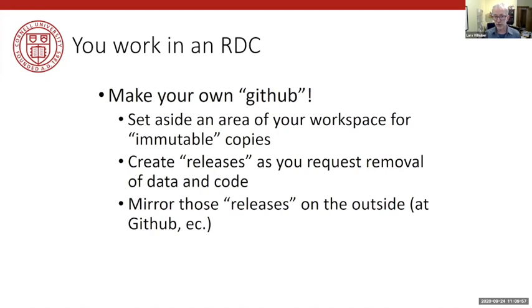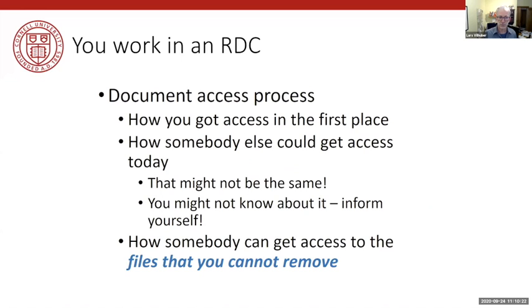You can create releases every time you request removal of the code from that environment. Create a release, tag it, package it up, send it off to them. You are communicating with somebody external to your group. That's part of the release process. And then once it's been edited, vetted, and sent to you, create a mirror of those releases on the outside, possibly in a public sphere, such as on another GitHub, right? That mirrors all of these releases.